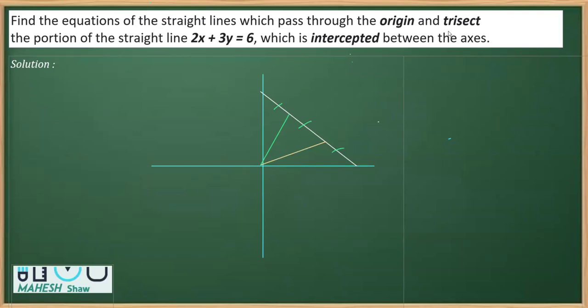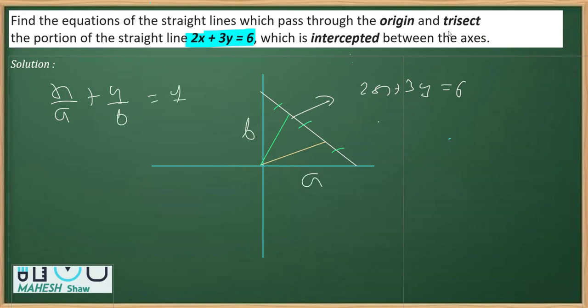Now, what else we know here is that the equation of this line is given as 2x plus 3y is equal to 6. Since it is intercepted between the axes, we can write this in the form x by a plus y by b is equal to 1, so as to get a and b. So I'll divide this by 6. Dividing this by 6 gives x by 3, dividing this by 6 gives y by 2, and dividing this by 6 gives 1.